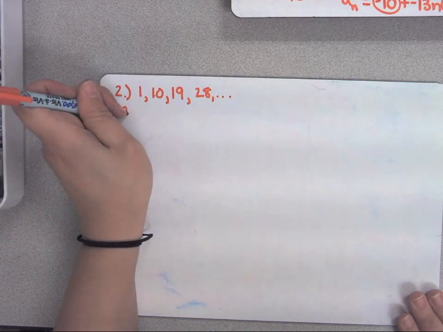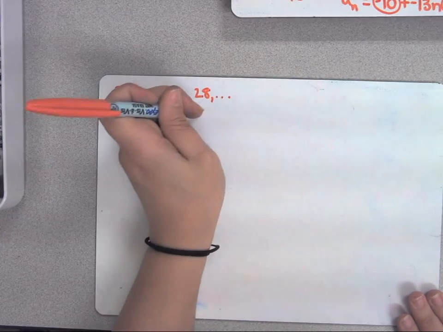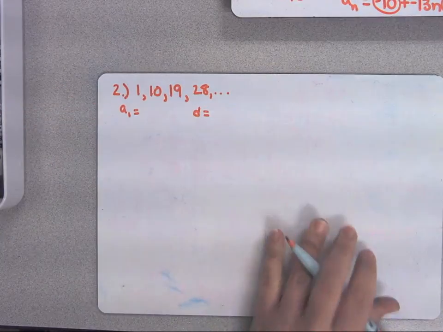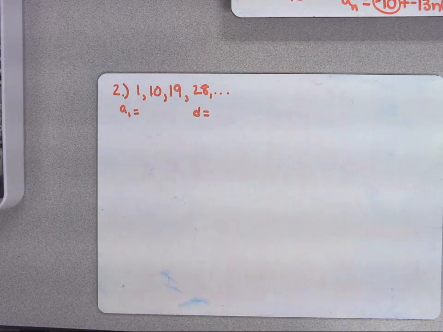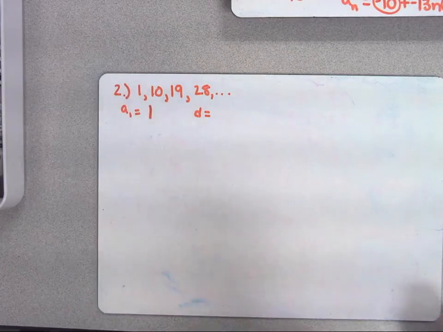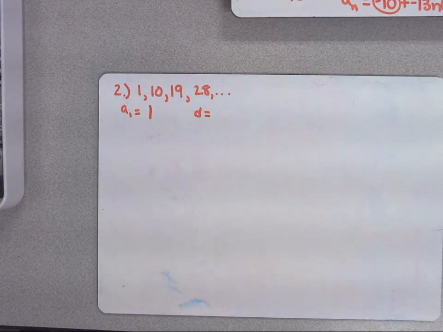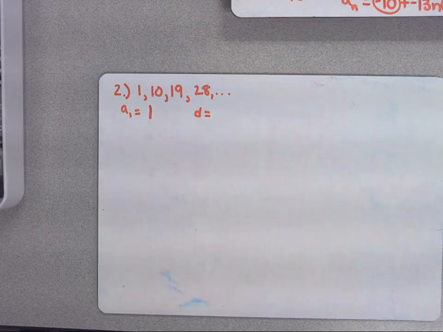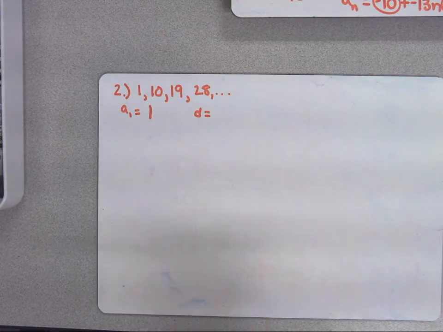Every single time you do this, you always say what a sub 1 equals and what d equals. Those are the only two numbers you ever find. A sub 1, I can look at it and say what the answer is. D, we have to do some math to figure out. Either ask how do I get from 1 to 10, or do the subtraction, the second number minus the first number. Bella, do you know what D is? It's 9. It's positive 9.